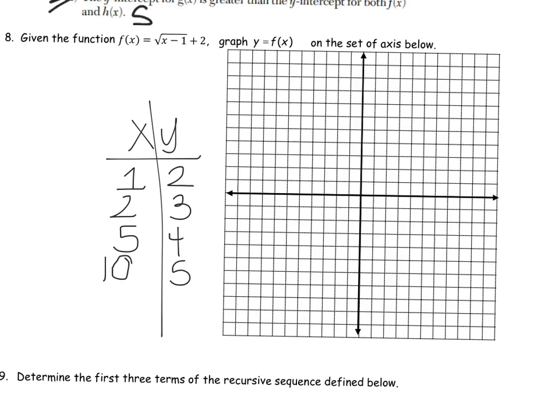So let me just graph this real quick. 1, 2. 2, 3. 5, 4. And 10, 5. So that looks like this. Right? That's it. You're just graphing it.